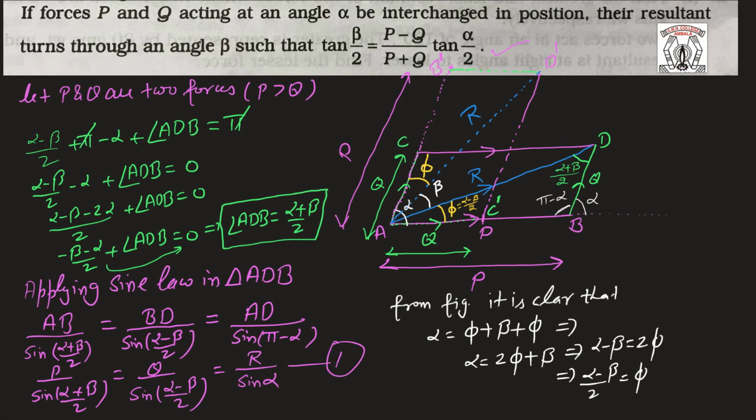Instead of taking all these terms together, we prefer these two terms, because in the proof only P and Q are involved. So taking the first two terms, let's see what happens. We are going to take the first two terms only.